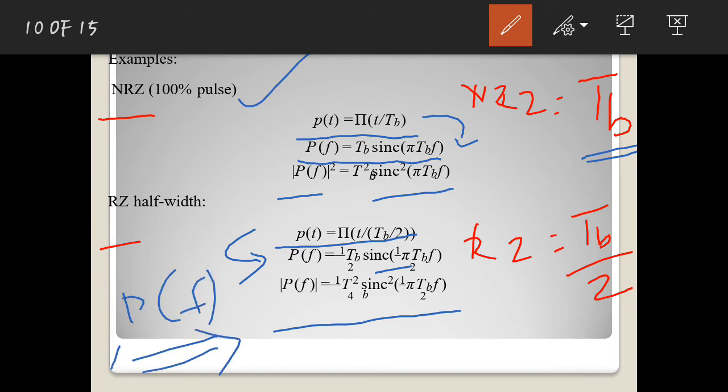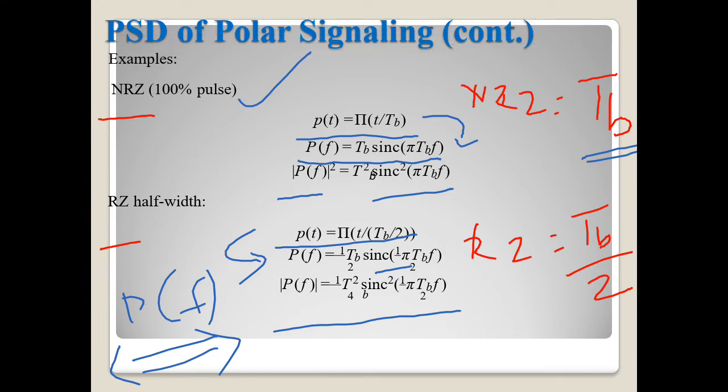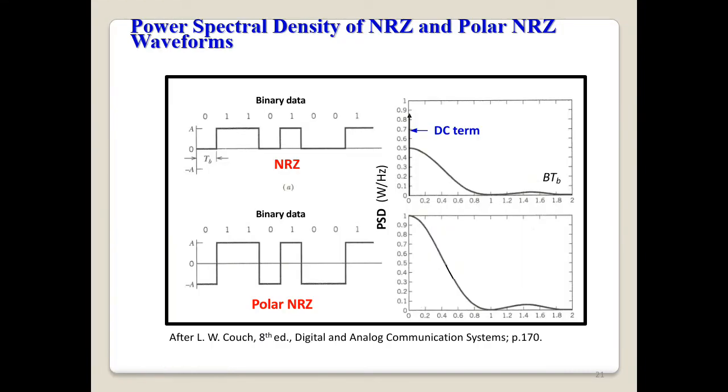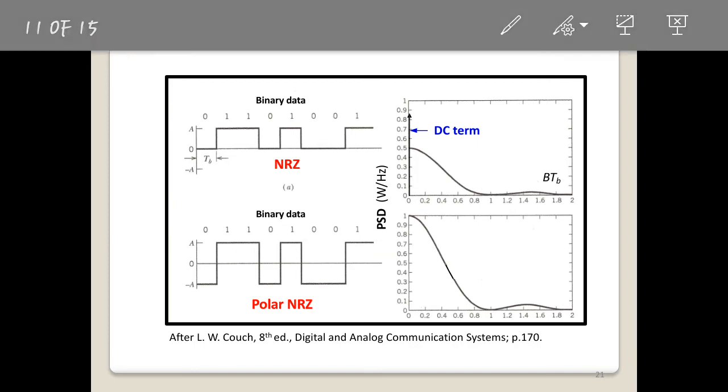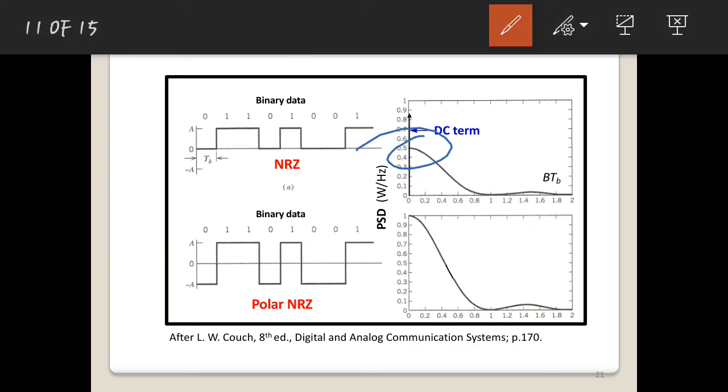How has P of f been evaluated? You will convert a rectangular pulse into a sinc pulse. This is how the spectrum looks for unipolar and polar NRZ. For unipolar the first term is 0.5 and for polar it is double, because it is plus or minus A by 2. So, it will be 1.